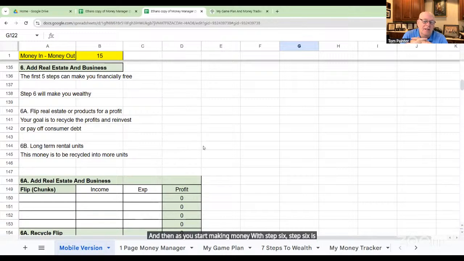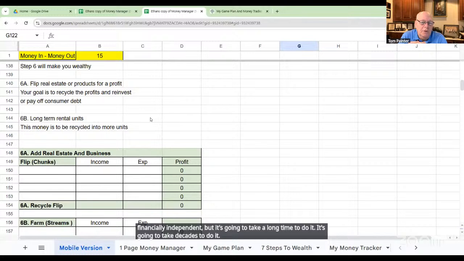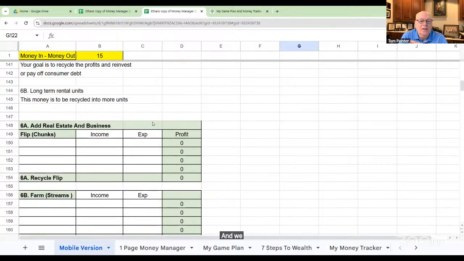1 through 5 is how you survive. With 1 through 5, you can become financially independent, but it's going to take a long time to do it. It's going to take decades. What we want to be able to do is add some more money. And we're going to do that with our side hustle, with some real estate or a business.